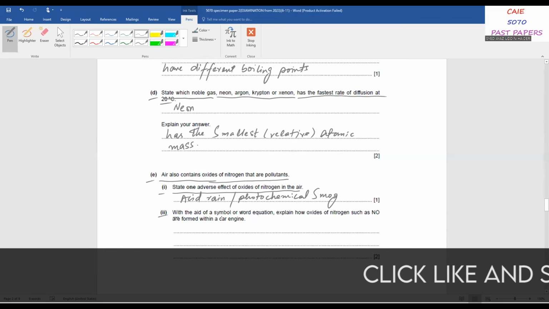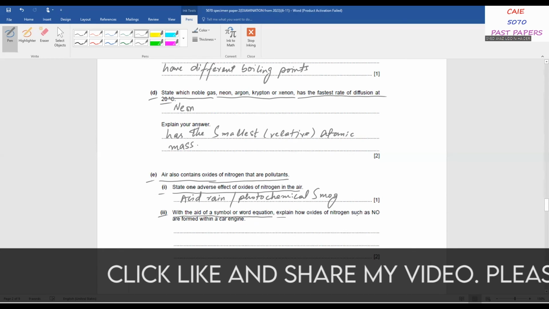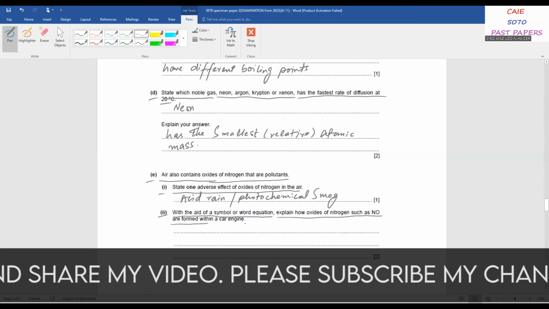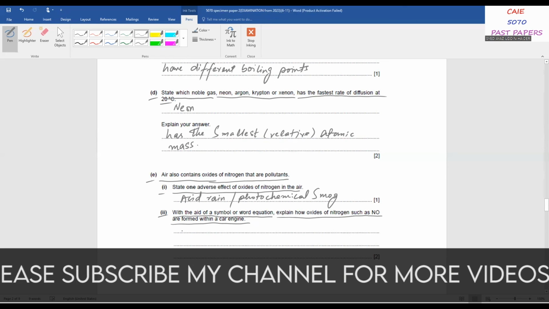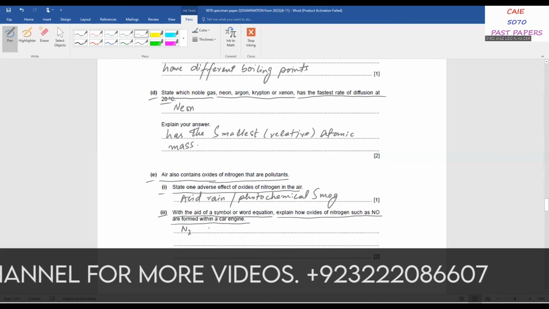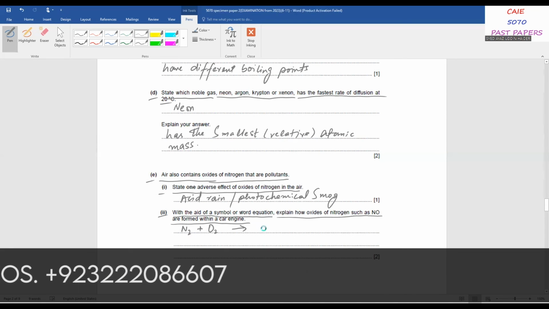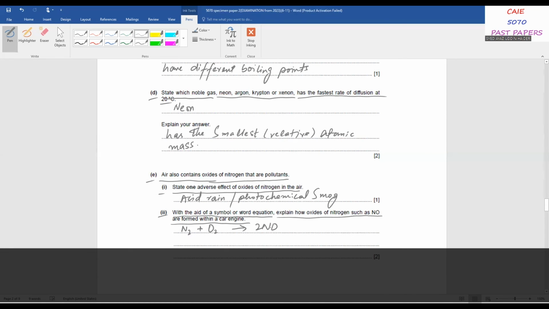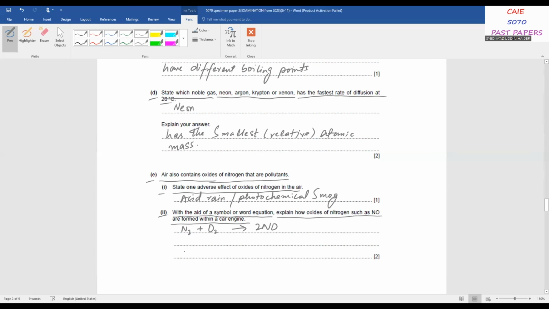Number two, with the aid of a symbol or word equation, explain how oxides of nitrogen such as NO are formed within a car engine. The reaction between nitrogen and oxygen: N2 plus O2, what you will get? You will get 2NO. You can write the word equation for this and the condition: spark or high temperature.